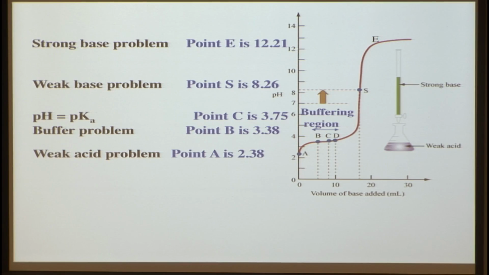All right, so now we've done this whole curve. We started at the beginning. It was a weak acid problem down here. We went into the buffering region. We can use Henderson-Hasselbalch here. We can do a very simple calculation at the half-equivalence point, pH equals pKa. Then at the stoichiometric point, we're a weak base problem, and then we're a strong base problem. All right, so you can now do the same thing the other way.